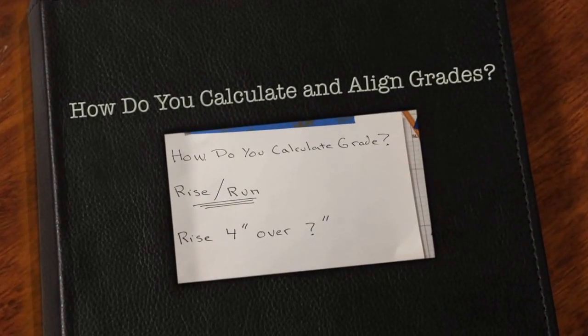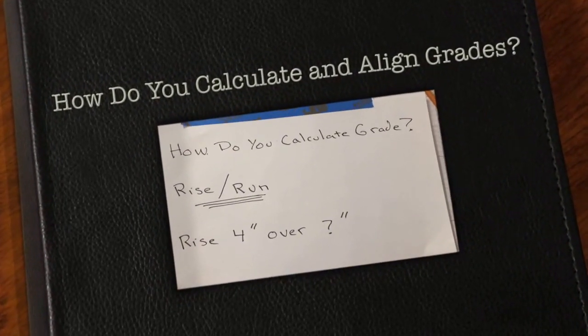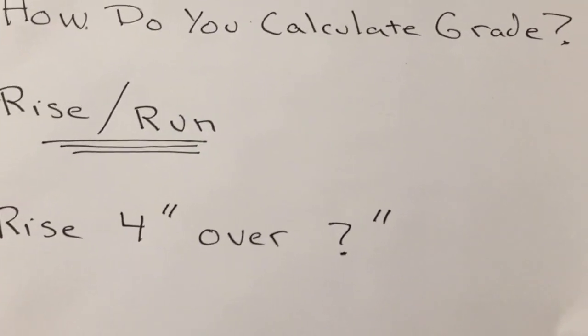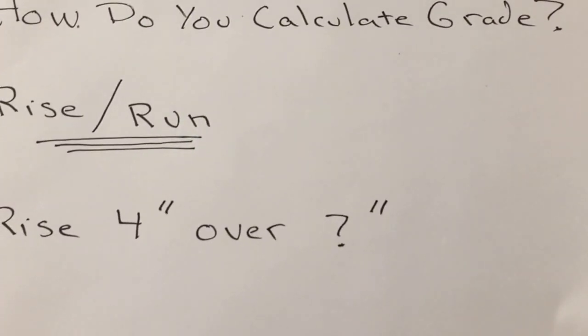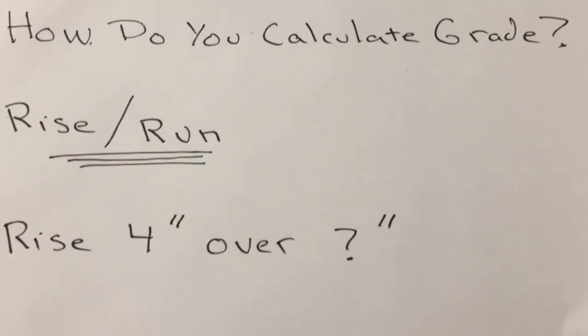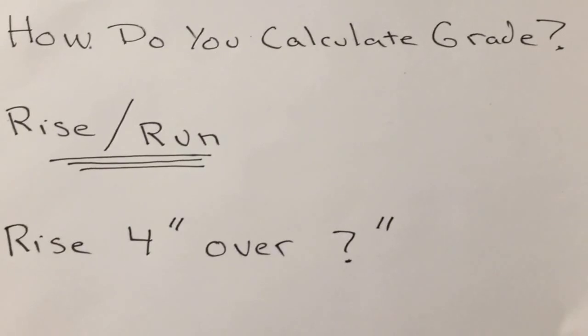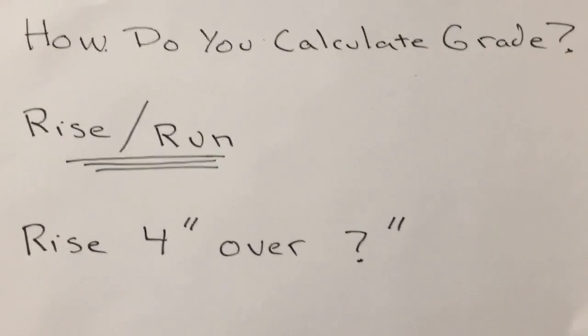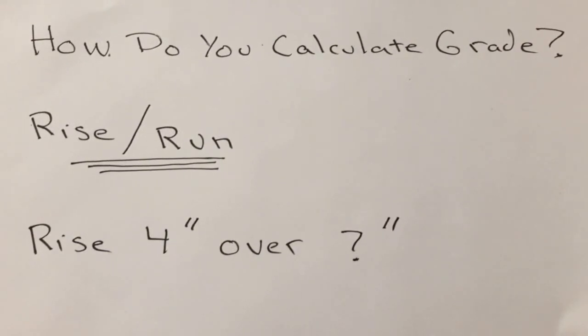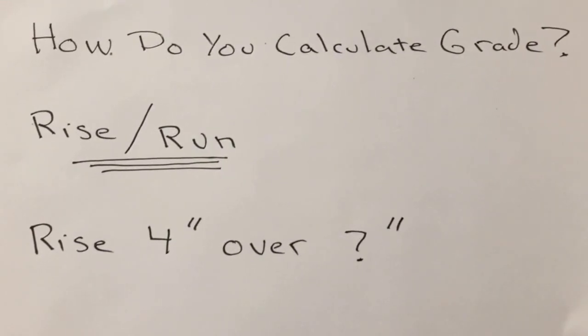Hi folks, today's question is how do you calculate grade? How do you calculate the rise and the slope in your layout in a way that you have some control over it and you can be consistent? So I want to show you a couple of things in this video. One is how I calculated the percent grade, how I transferred that to my track plan, and then how I transferred that to my layout.